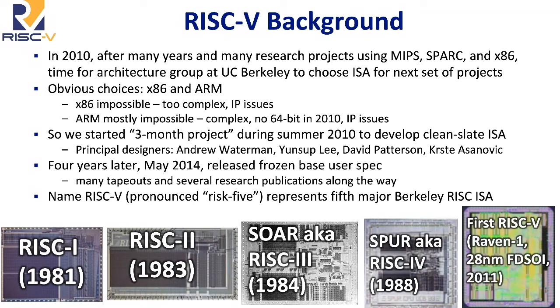One other difference here is RISC-I, RISC-II, 3 and 4, SOAR and SPUR, they were all only a single chip implementation. It was just a one-off research project. But RISC-V has been implemented many, many, many times. What's shown here is the very first implementation, Raven 1, which was done in 2011 in 28 nanometer FD-SOI. But since then, there have been many, many more tape-outs of RISC-V cores. So we decided to push this out.